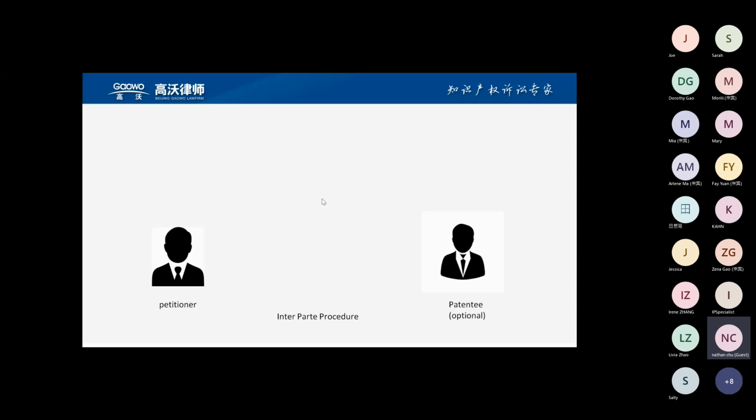But usually if the patentee doesn't take part in the procedure, the Chinese Patent Office will not try their best to defend your patent right. So if you are a patentee, I strongly recommend you to take part in the procedure. So the procedure usually is an inter-party procedure.